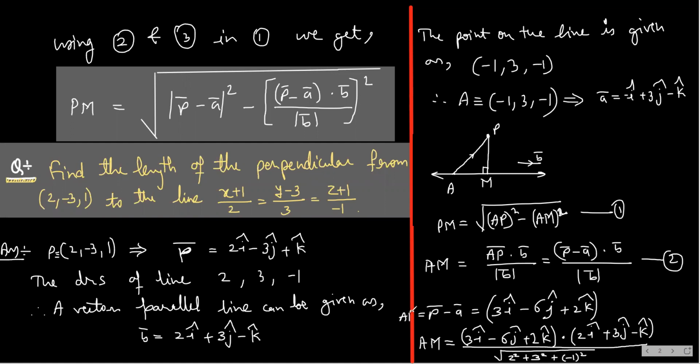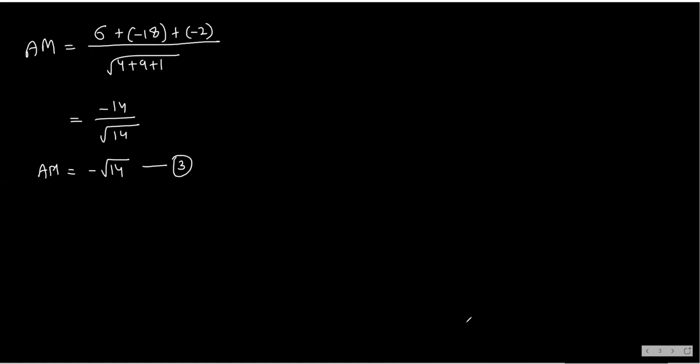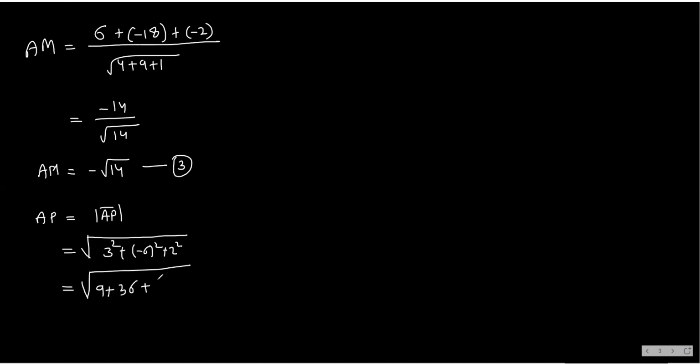See here, you have already got AP bar, which is P bar minus A bar. So you get the modulus of this AP bar. AP is nothing but mod of AP bar, which is nothing but the square root of 3 square plus minus 6 square plus 2 square. So you got 9 plus 36 plus 4, that is square root of 49, that is 7. So this is what you are going to get. You got AP, this is number 4.